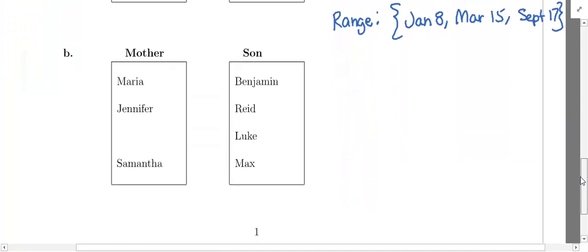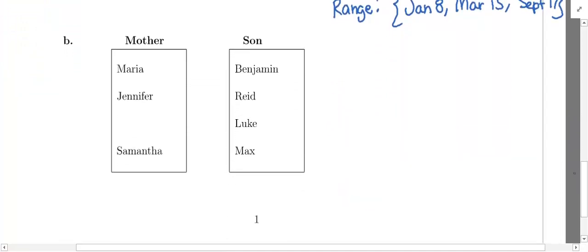Okay, similar type of example here. We've got the 2 boxes. This time the boxes on the left represent some moms, and then we will draw arrows to the box on the right, the sons. So again, to define this relationship, I have to draw arrows. We're going to draw an arrow from Maria to Benjamin, and then an arrow from Jennifer to Reed, and then another arrow from Jennifer, but this time to Luke. And then finally, we will draw an arrow from Samantha to Max.